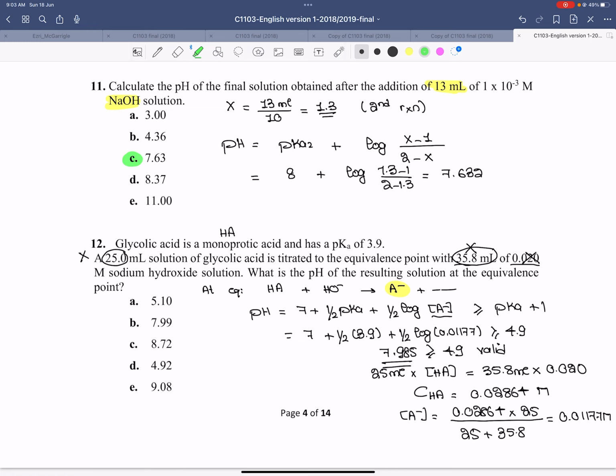Let's find the value. It's basically 7.985. It's 7.99. And remember that I'm taking the long route to actually solve these exercises. You can do it much quicker, okay? Very rapidly.